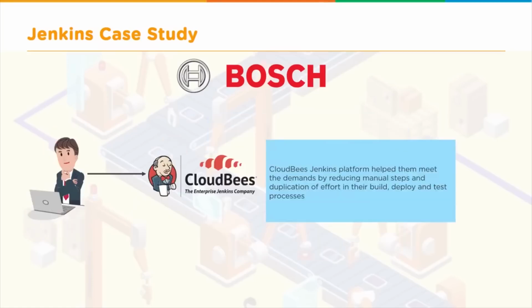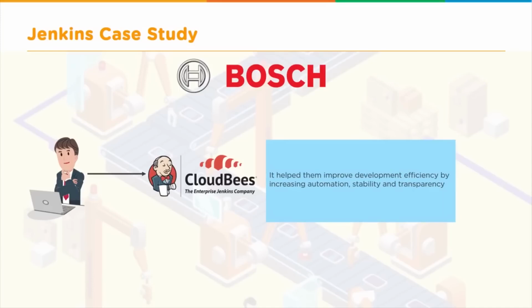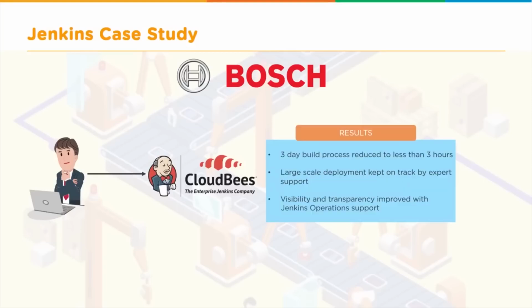So Bosch has actually used CloudBees, which is the enterprise Jenkins environment. So to be able to reduce the number of manual steps, such as building, deploying, and testing, Bosch has introduced the use of CloudBees from Jenkins. And this is part of the enterprise Jenkins platform. It has significantly helped improve the efficiencies throughout the whole software development cycle, from automation, stability, and transparency, because Jenkins becomes a self-auditing environment. Now, the results have been tangible.